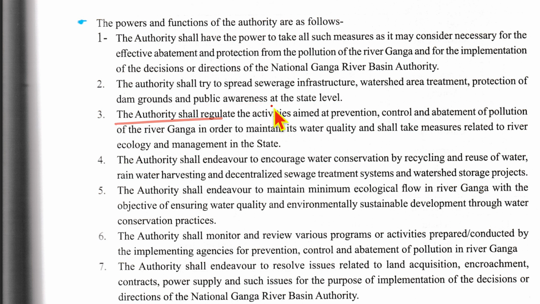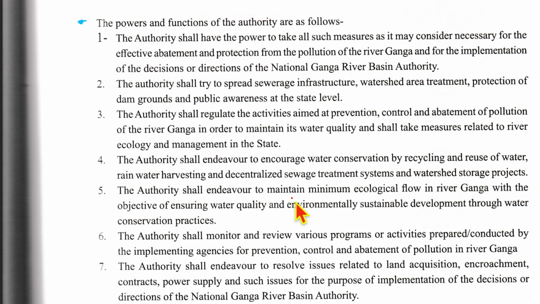The authority shall regulate the activities aimed at prevention, control, and abatement of pollution of the river Ganga in order to maintain its water quality, and shall take measures related to river ecology and management in the state. The authority shall endeavor to encourage water conservation by recycling and reuse of water and rainwater harvesting and decentralized sewage treatment and watershed storage projects.